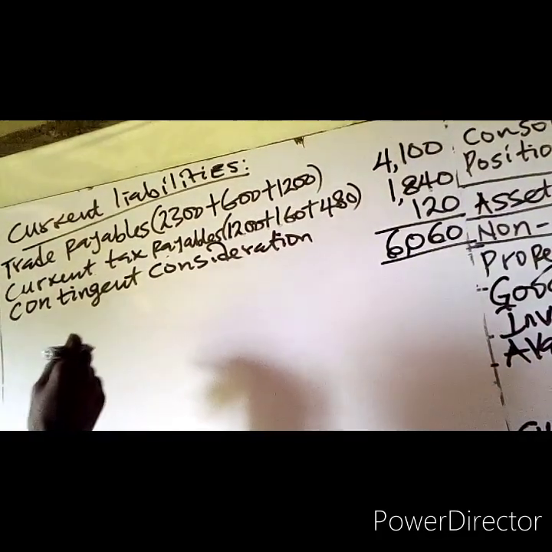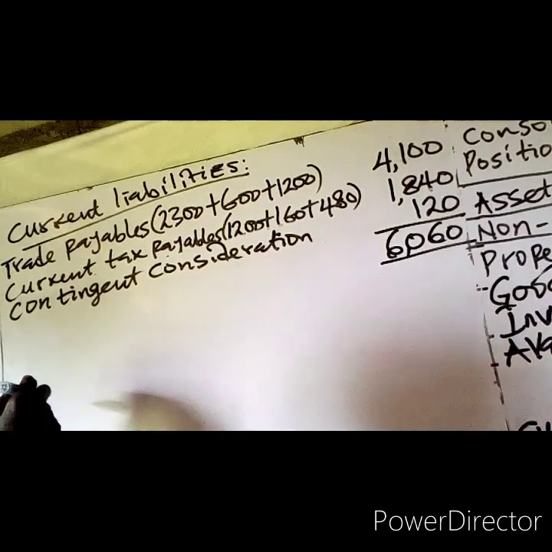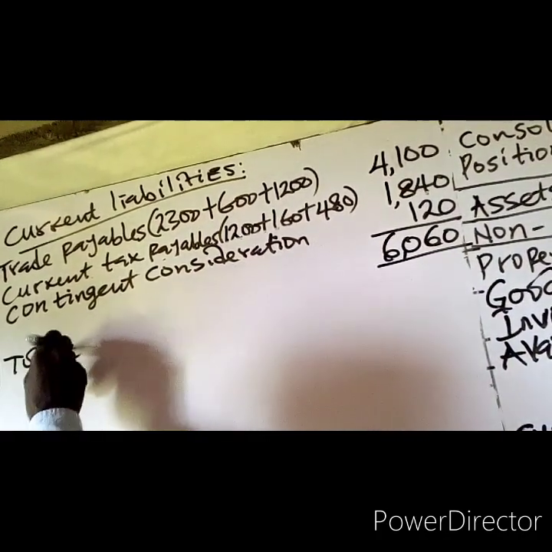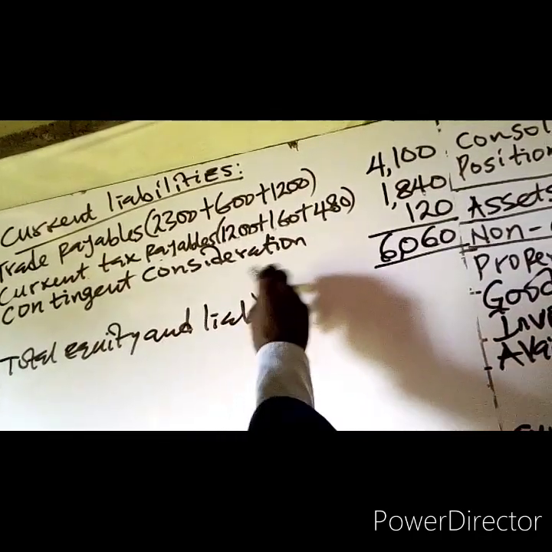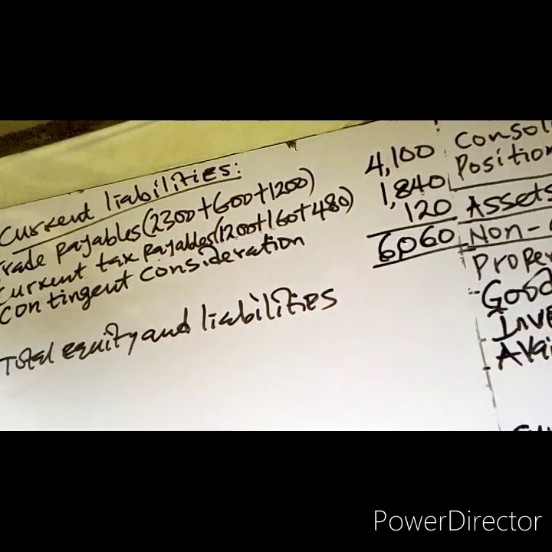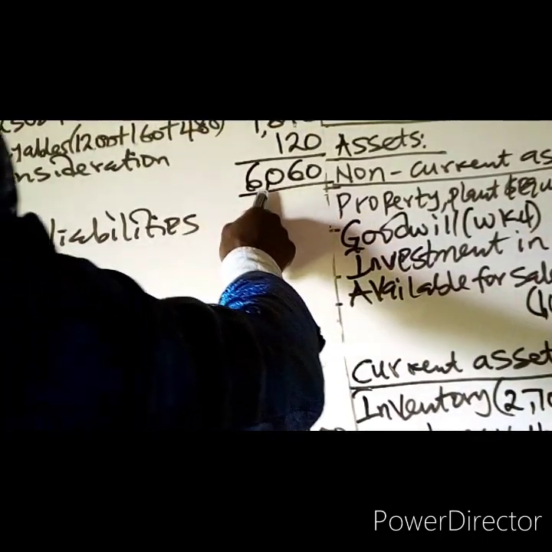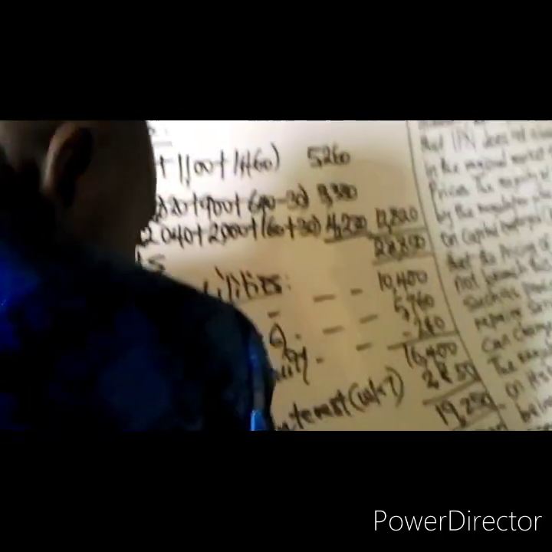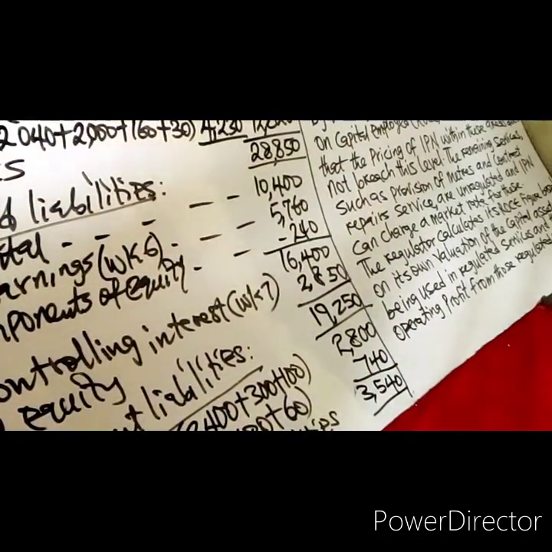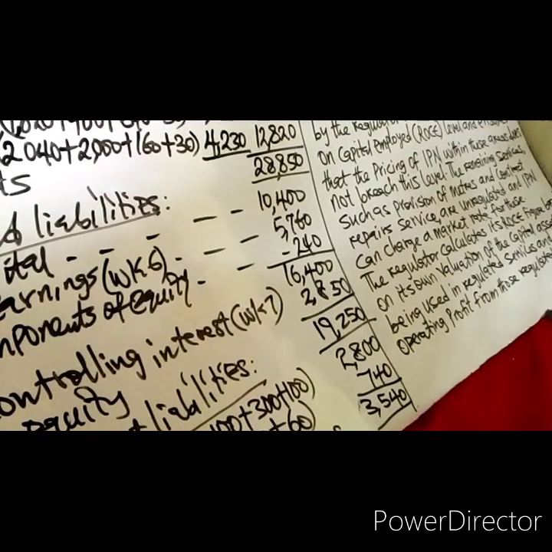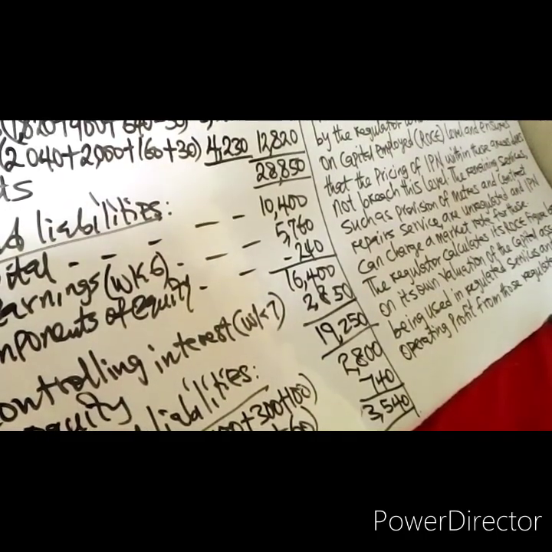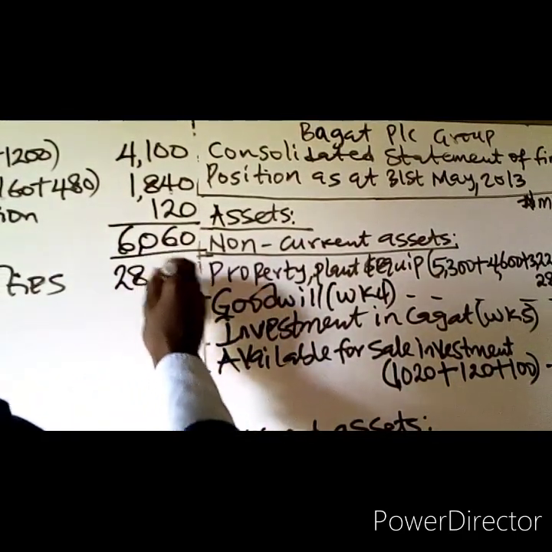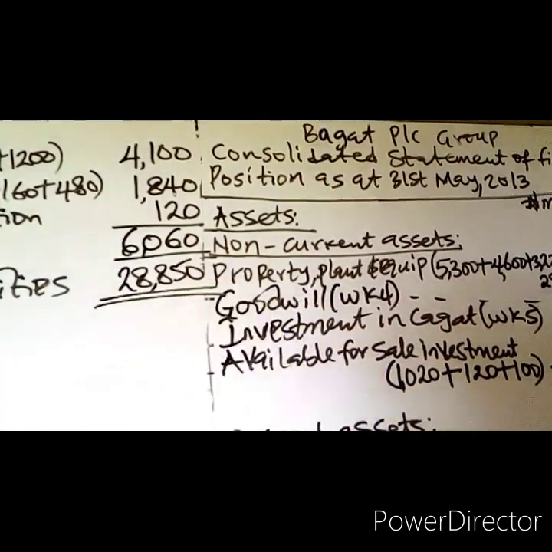Then you now add the equity, the non-current liabilities and the current liabilities. So to get the total equity and liabilities. The current liability is 6,060 plus the non-current liability total 3,540 plus equity 19,250. Then the total equity and liability will be 28,850. That is the total equity and liabilities.